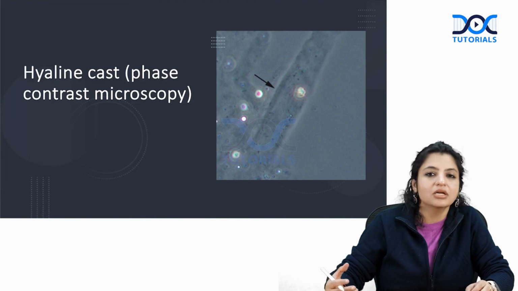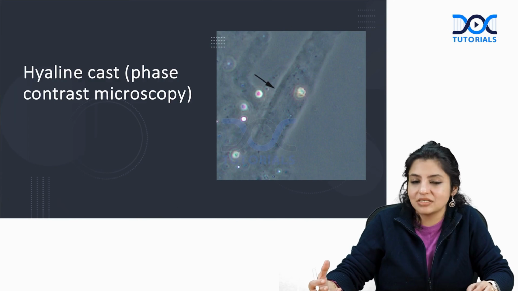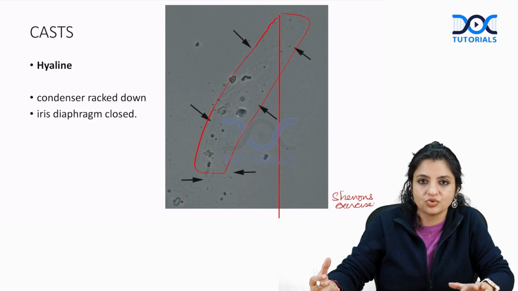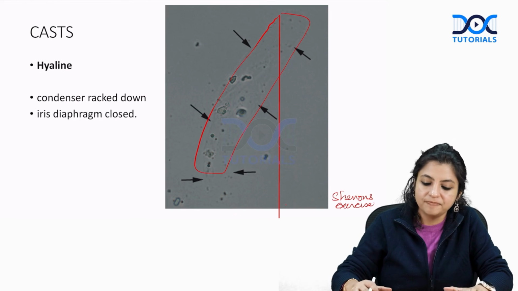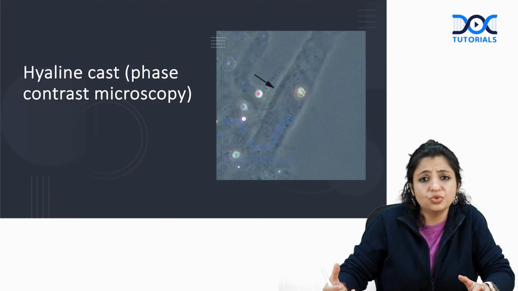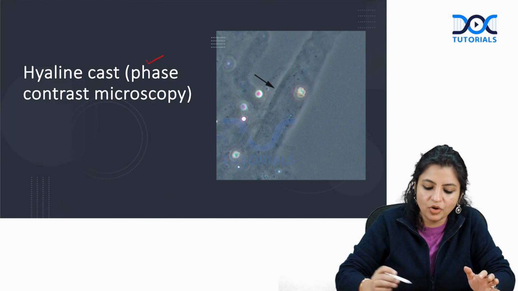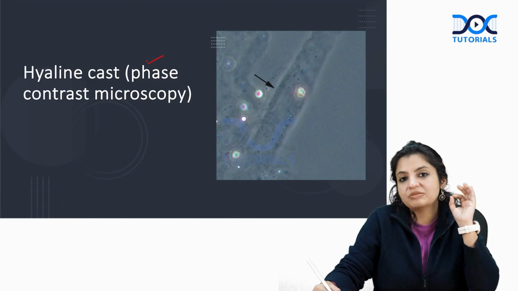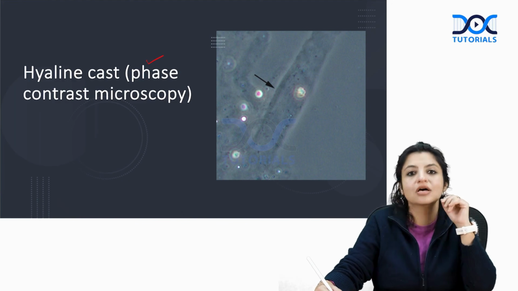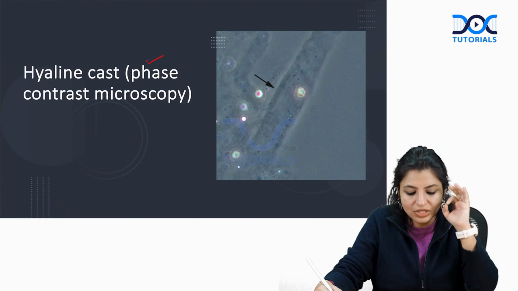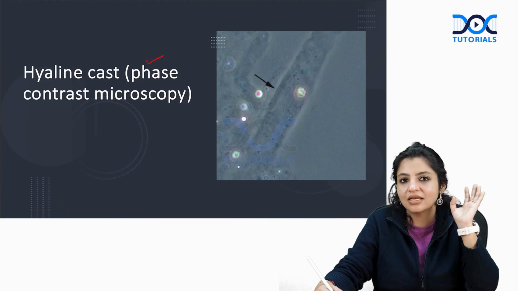Hyaline casts are best seen with phase contrast microscopy. That's the microscopy we use to identify the hyaline cast. Remember, this microscopy is very important. Phase contrast microscopy is basically used whenever you have to see some moving structures, like hairy cells or hyaline casts.